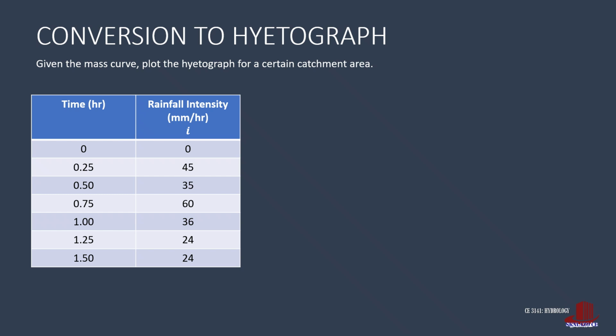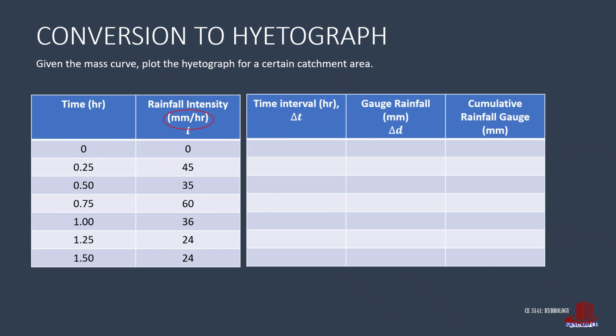What we need is to create a mass curve, which requires the cumulative time and cumulative depth. As we already have cumulative time, we need to generate the cumulative rainfall depth, which can be extracted from the rainfall intensity. To easily see it, note that intensity has the unit of millimeters per hour, which means we only need to multiply by time in hours to have millimeters.